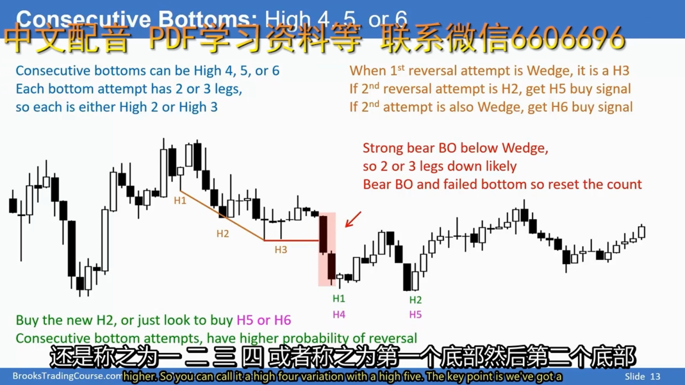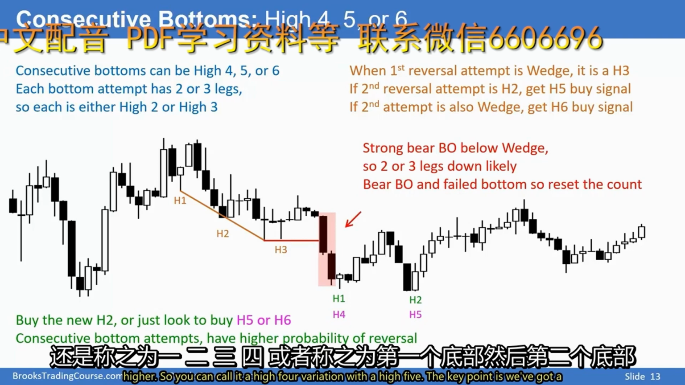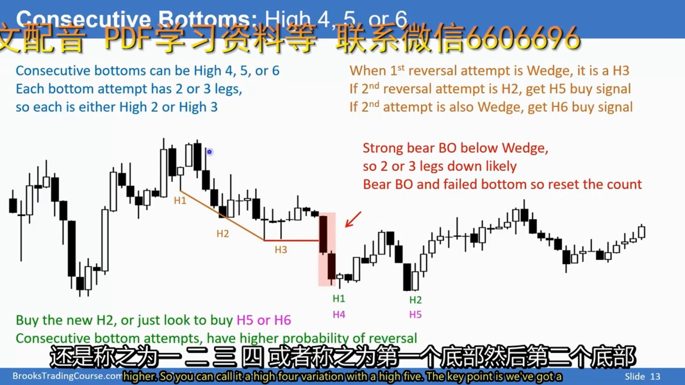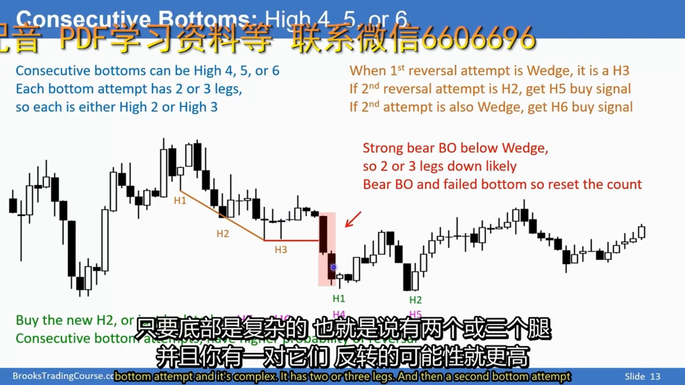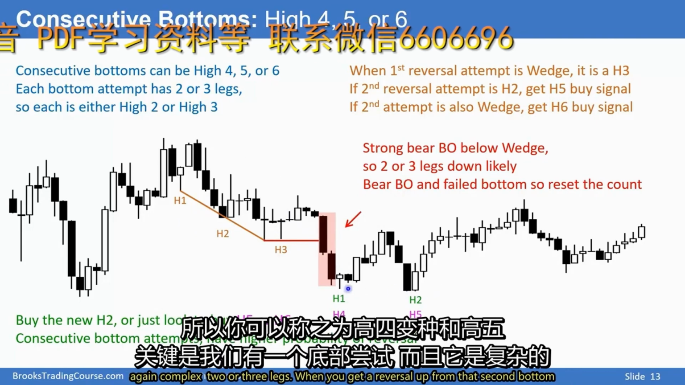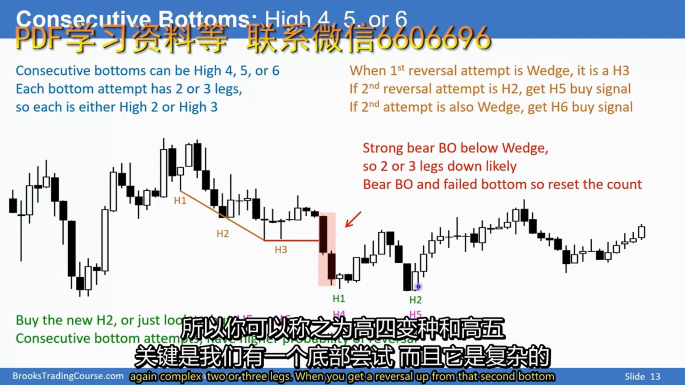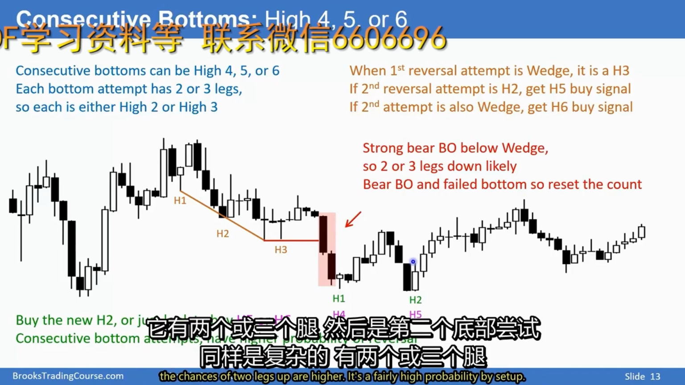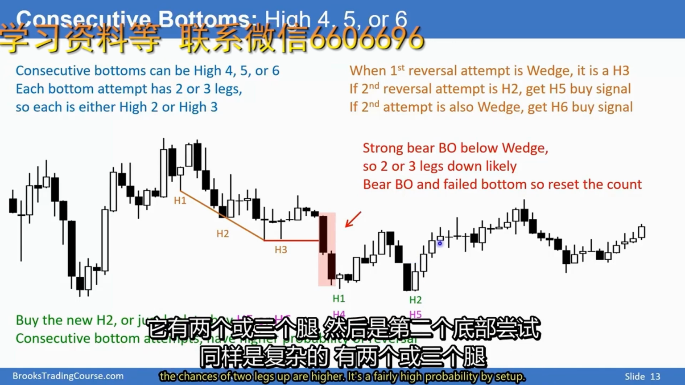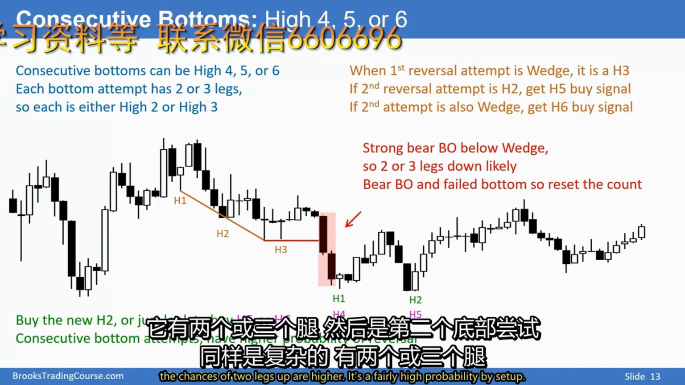So you can call it a high 4 variation with a high 5. The key point is we got a bottom attempt and it's complex. It has 2 or 3 legs. And then a second bottom attempt, again complex, 2 or 3 legs. When you get a reversal up from that second bottom, the chances of 2 legs up are higher. It's a fairly high probability buy setup.